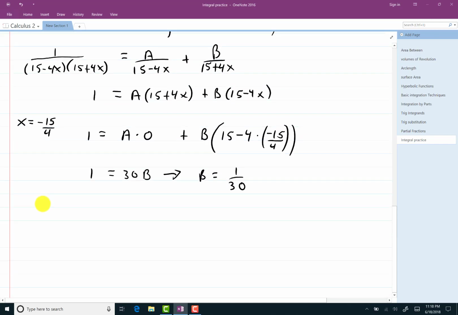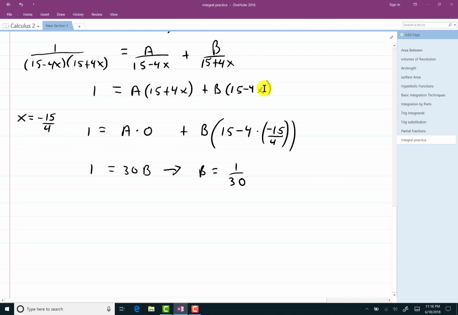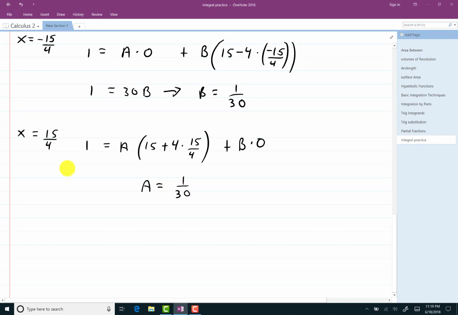Now let me go back to the defining equation, which was this guy right here. And this time I'm going to try x equals 15 over 4. In that case, I'm zeroing out the b part. And I think you'll find the same situation happens. You'll end up with a equals 1 over 30. So this was a really simple problem.